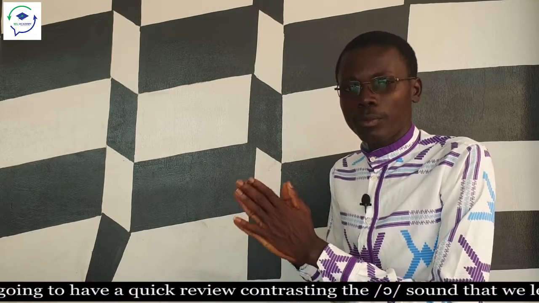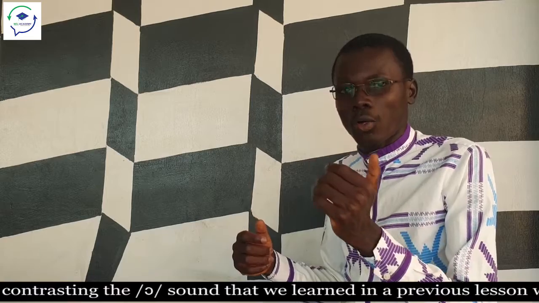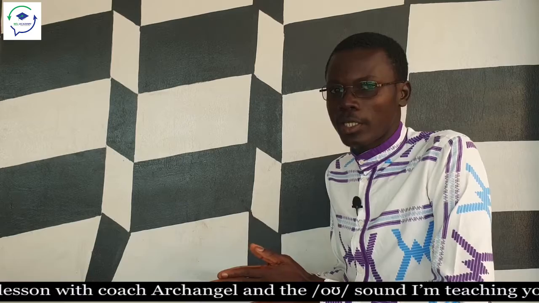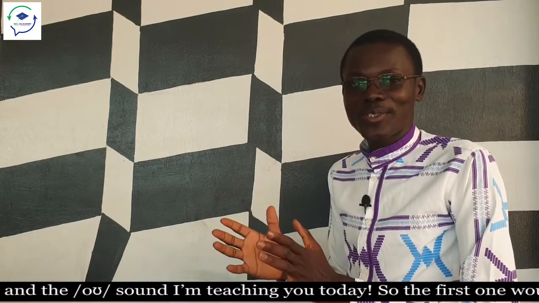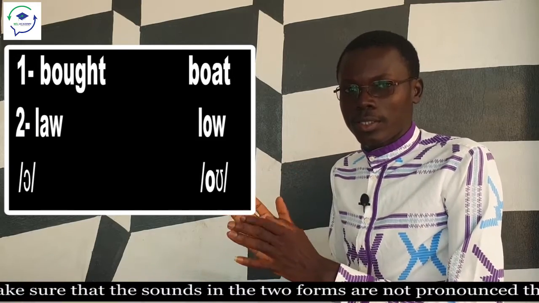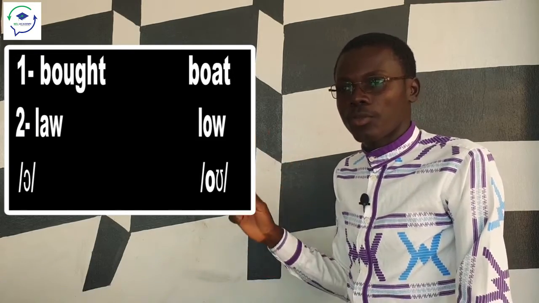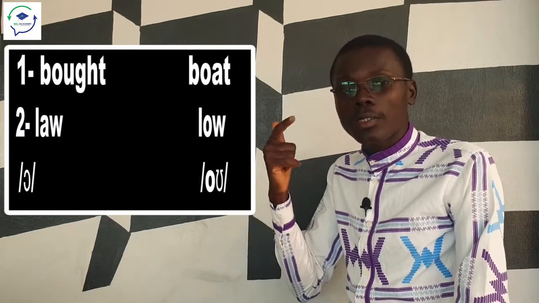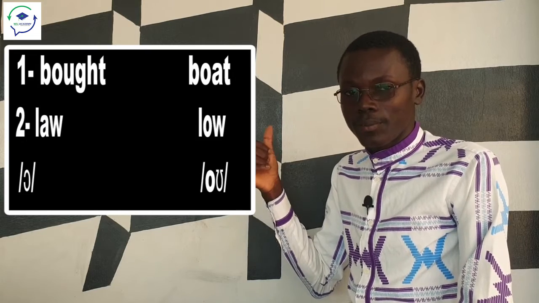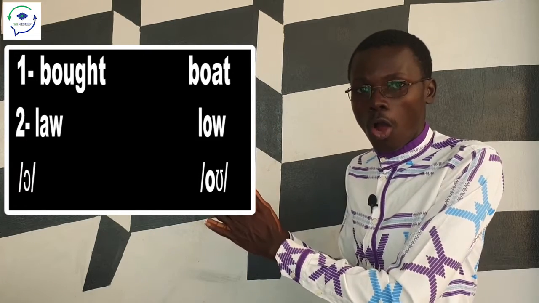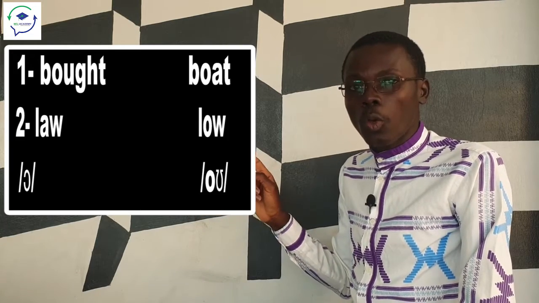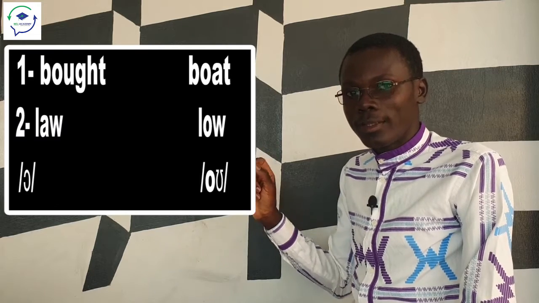Here we're going to have a quick review contrasting the R sound that we learned in a previous lesson with the O sound I'm teaching you today. So the first one will be pot. Remember, make sure that the sounds in the two words are not pronounced the same. So the first one is pot with an R sound, while the second one is boat, boat with an O sound. Law, law, L-A-W, law, L-O-W, low, low.